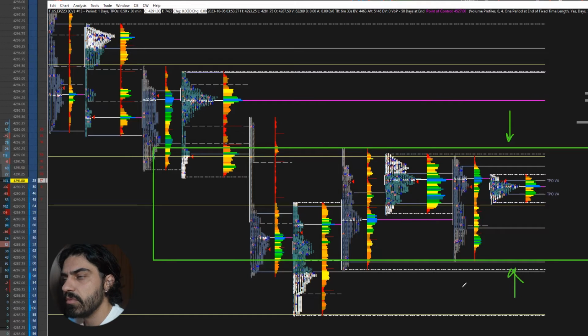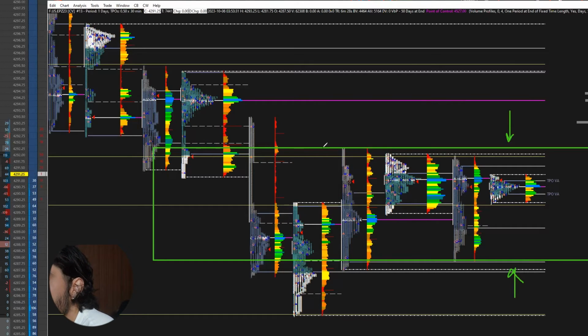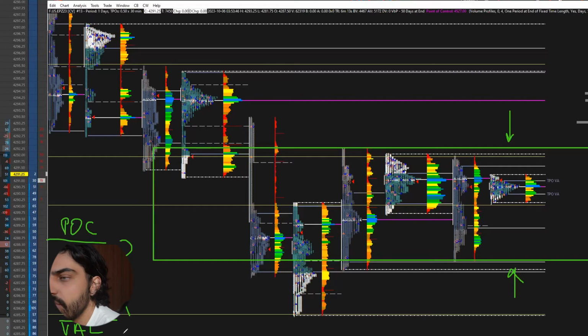Now, there's another concept of volume profiles that we talked about earlier and that we're going to break down right now. We have areas in the volume profile known as the point of control, the POC, the value area high, and the value area low. These are all important concepts that define the volume profile. First and foremost, the POC, the point of control, is the area where we have the heaviest volume traded. On this chart, it's denoted by this purple line.